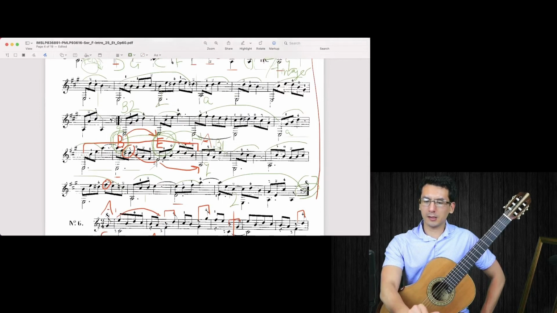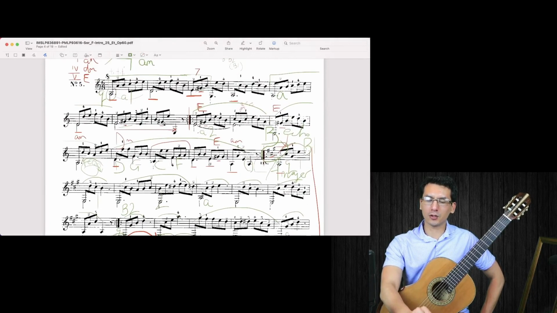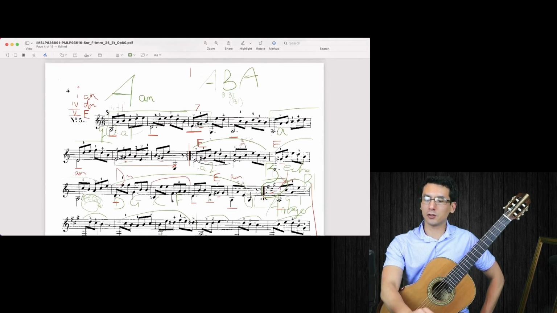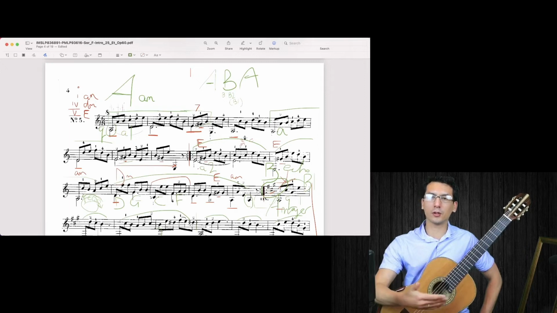Okay, and then we return back to the A section, go back to A minor to finish. So it's telling a beautiful story through the keys, all tied together with these phrase structures. Music is very rarely unstructured. In fact, the closer you look at music, usually the more structure you'll find.